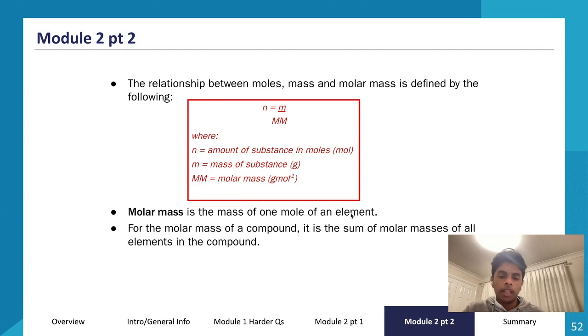So when we looked at zinc, right? We said zinc is equal to 65.38, that's the molar mass. That means 1 mole of zinc will weigh 65.38 grams. So that's what molar mass is indicating.